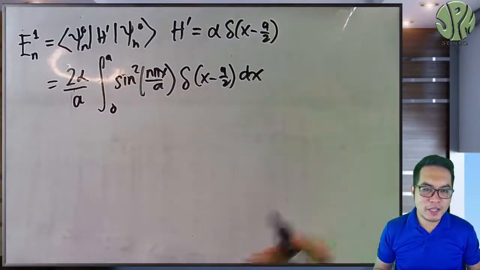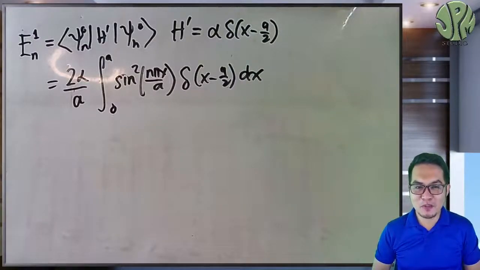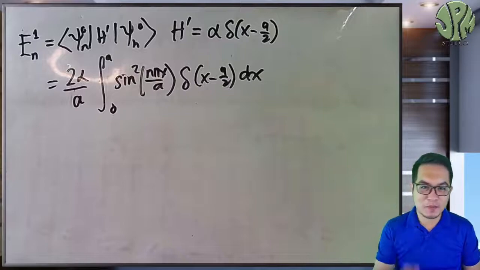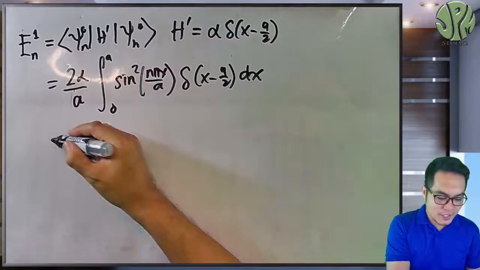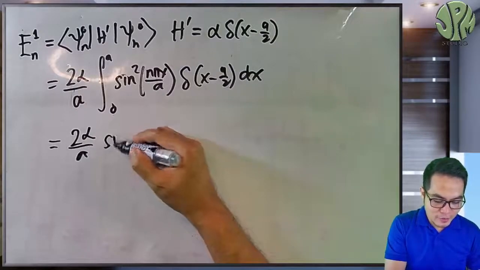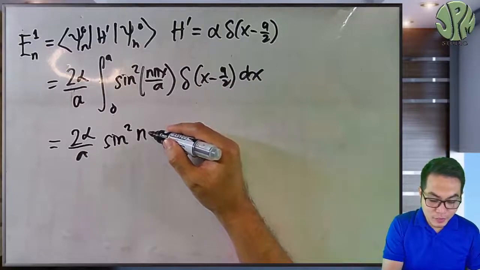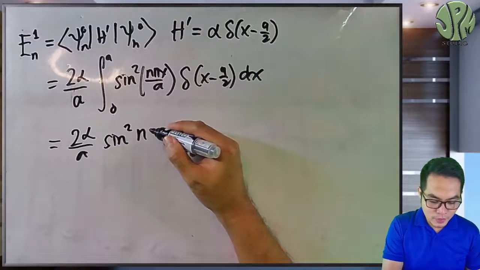So again, it's very easy. Don't be afraid of the delta function. If you see a delta function in your integral, you must be very happy. You must rejoice, because you don't need to integrate. So this will become 2 alpha over a, and the value of sine squared at x equal to a over 2. So sine squared of n pi over 2.